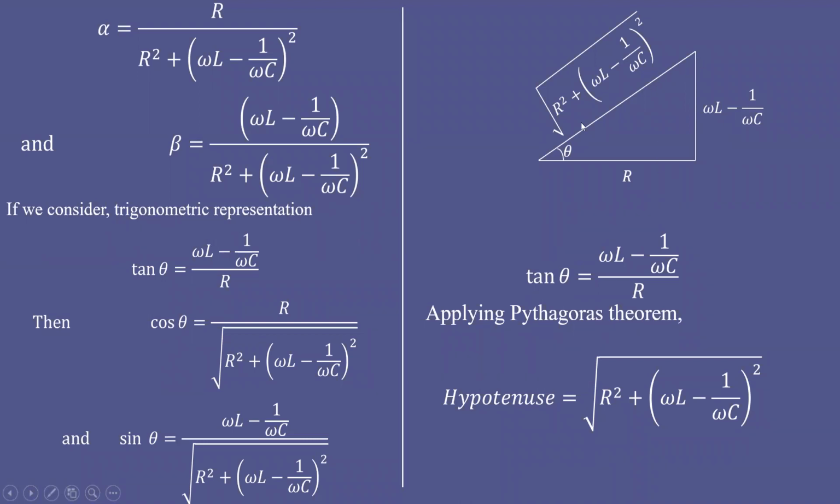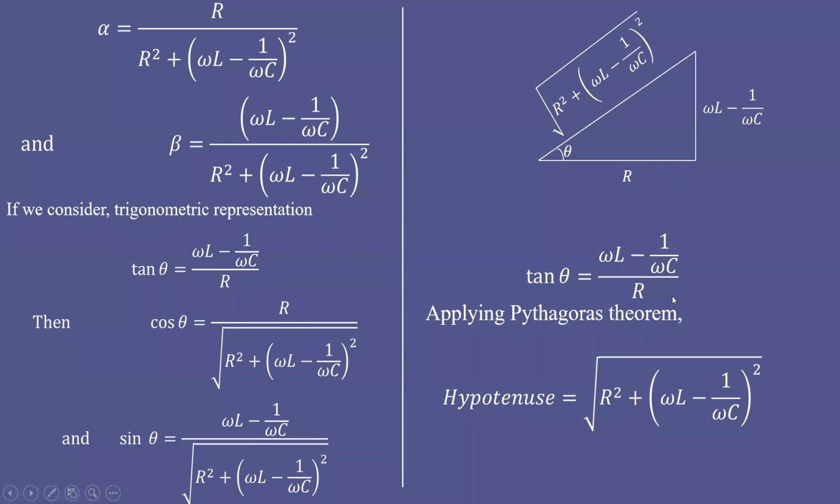Therefore, this hypotenuse is equal to square root of R square plus omega L minus 1 by omega C the whole square. That is R square plus this term square. Square root is taken because according to Pythagoras theorem, it is a square plus b square equal to c square. Therefore, square root is appearing here. Therefore, the hypotenuse of this triangle will become equal to this term, provided the two sides have the magnitude omega L minus 1 by omega C and another side is equal to R.